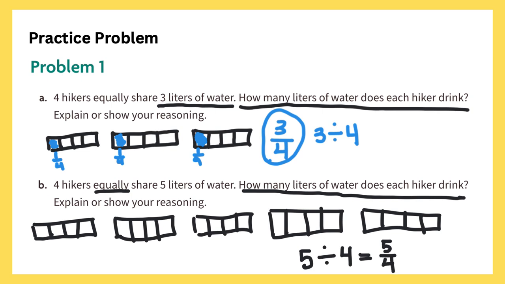So let's go ahead and break this up. And we have the first hiker will have about a 1/4 from each bottle. So there's 1/4, 1/4, 1/4, 1/4, and another 1/4. And if we add those together, we end up with 5/4. So we can say that each hiker gets 5/4 of water.